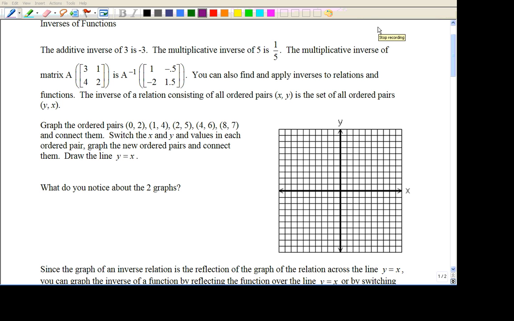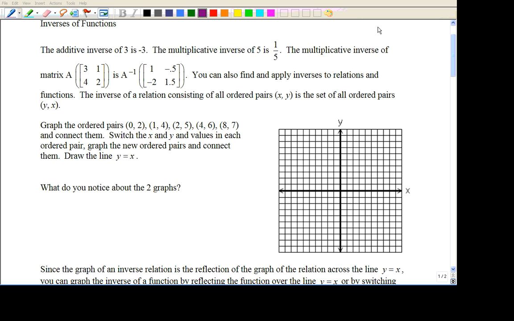Everyone, here's a video on inverses of functions. The additive inverse of 3 is -3. The multiplicative inverse of 5 is 1/5. The multiplicative inverse of the matrix A is the inverse of A. You can also find and apply inverses to relations and functions.